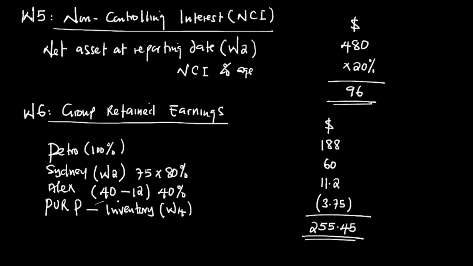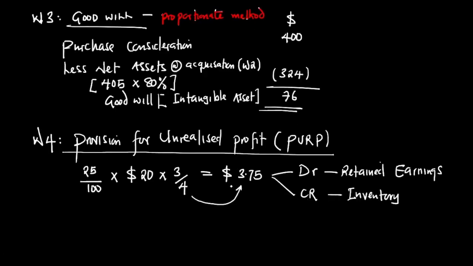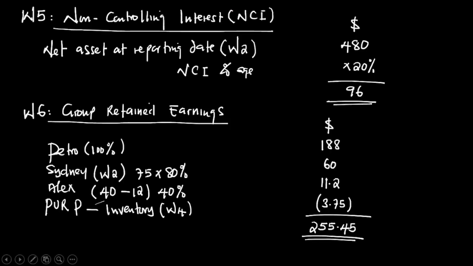Alex as well, at reporting 40, date of acquisition 12. So you get a difference by 40% the holding you have. That gives you 11.2. Now, for this one, PRP, remember we said we are going to debit retained earnings. So that's the debit so that we can reduce the profit, because this is unrealized. So that's what we have here in working number 4. We are debiting the retained, and no wonder it is in brackets. Then that takes us to the last working, but not least, of course, investment in associate.